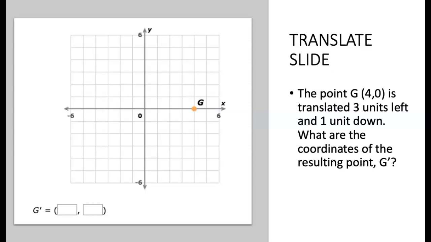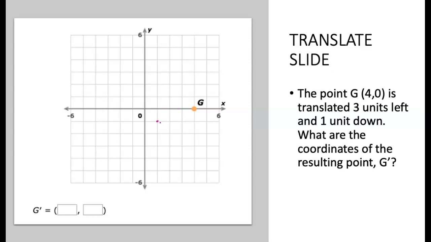So here we've been given the point G. Here it is. G is right there, and it is (4, 0). We know the coordinate. We're going to translate it 3 to the left and 1 unit down. 3 to the left, 1, 2, 3, 1 unit down. So it would end here.